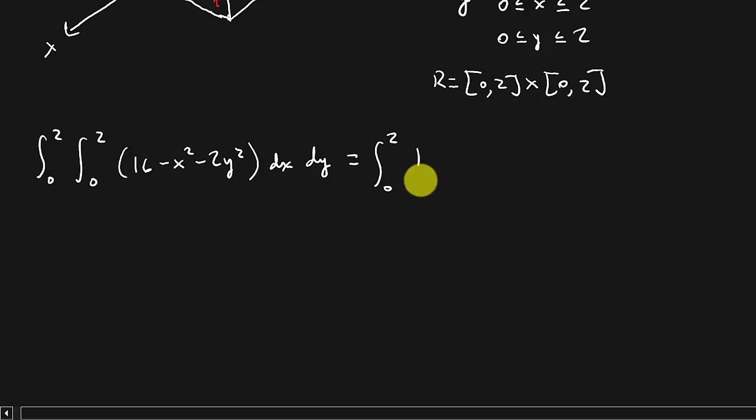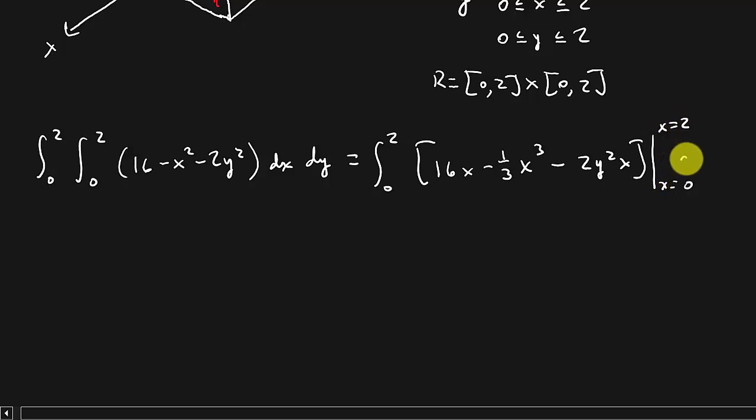All right, and so this is going to be 16x minus 1/3 x cubed. I'm integrating with respect to x first. Now I've got the minus 2y squared. I'm integrating 2y squared, that's y is fixed. That's like a number there. And so that's just 2y squared x. And I'm going from x equals 0 to x equals 2, dy.